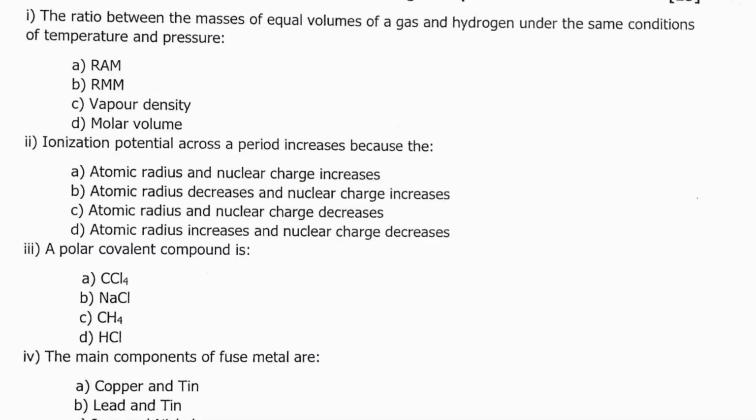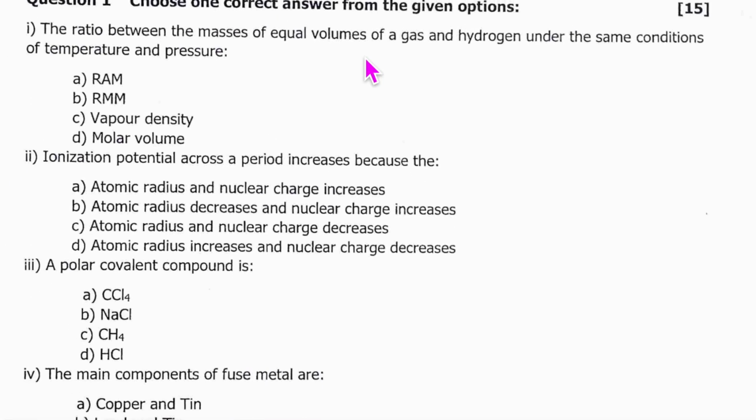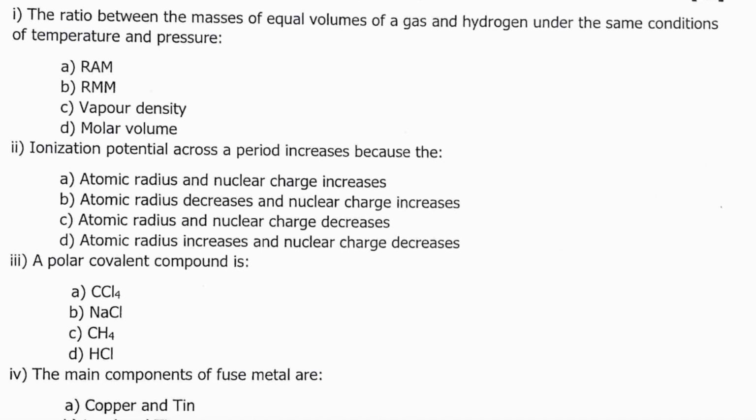The ratio between the masses of equal volumes of a gas and hydrogen under the same conditions of temperature and pressure. Now this is the definition of what? When you take the ratio of masses of, the keyword here is equal volumes of hydrogen and the gas, it is going to be vapor density. So where is the vapor density? C.